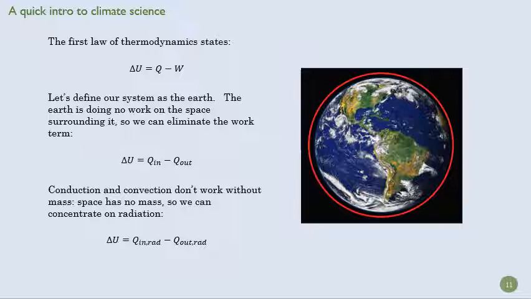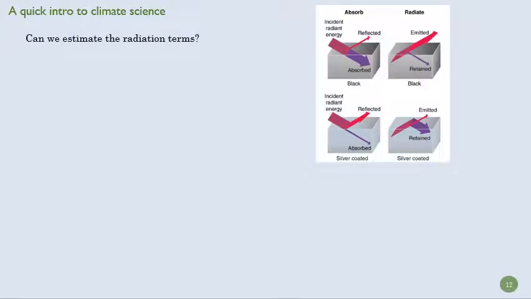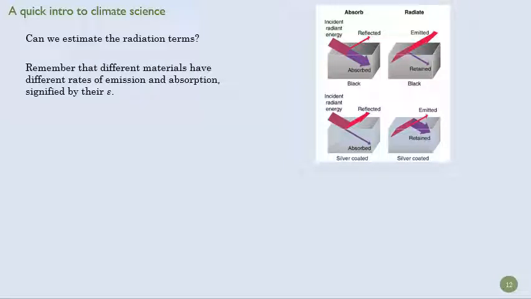Yeah, it's a pretty simple thermodynamic system. It's actually insanely complex, but we'll call it simple in these terms. So then, how do we estimate those radiation terms? Let's go back to our heat transfer, right? And we know that different materials have different rates of emission and absorption, right? We hit that epsilon term. And what we're mostly interested in here is absorption, right? So we're interested in the way that the environment absorbs radiation.